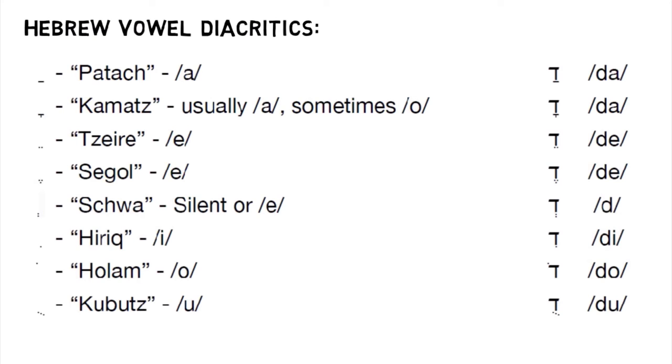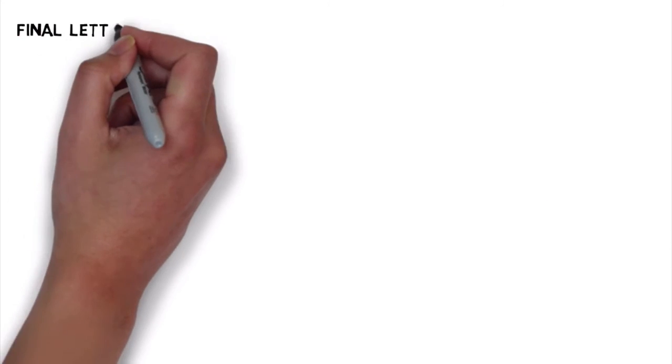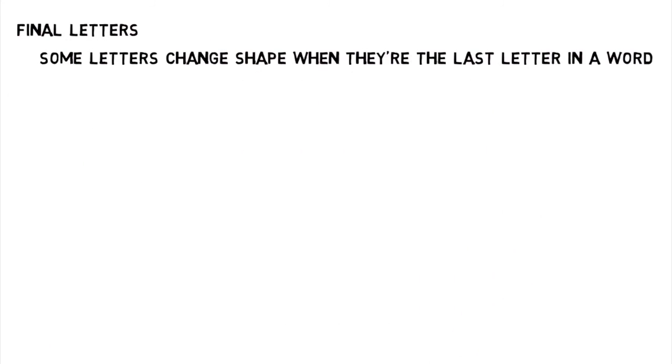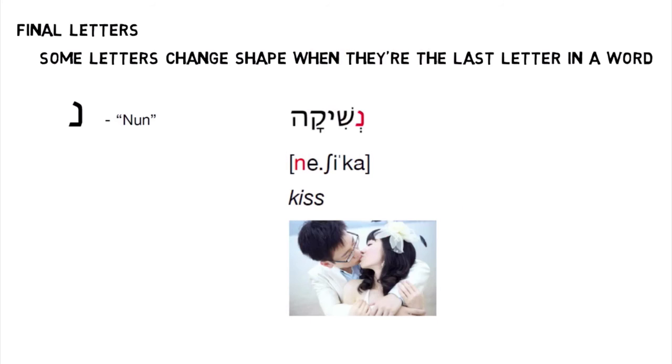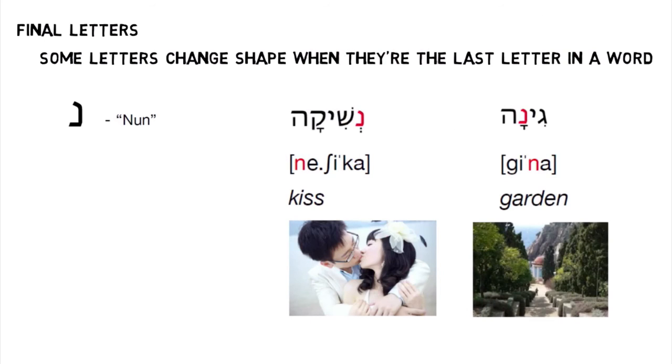There are just a couple of other things I wanted to discuss in this first video. First off, I wanted to show you some letters that change shape a little bit when they come at the end of a word, so you don't get surprised when you run into them. Here's the letter nun, for instance. It makes a n sound, and it looks something like a closing bracket. You can see it at the beginning of neshika and the middle of gina.